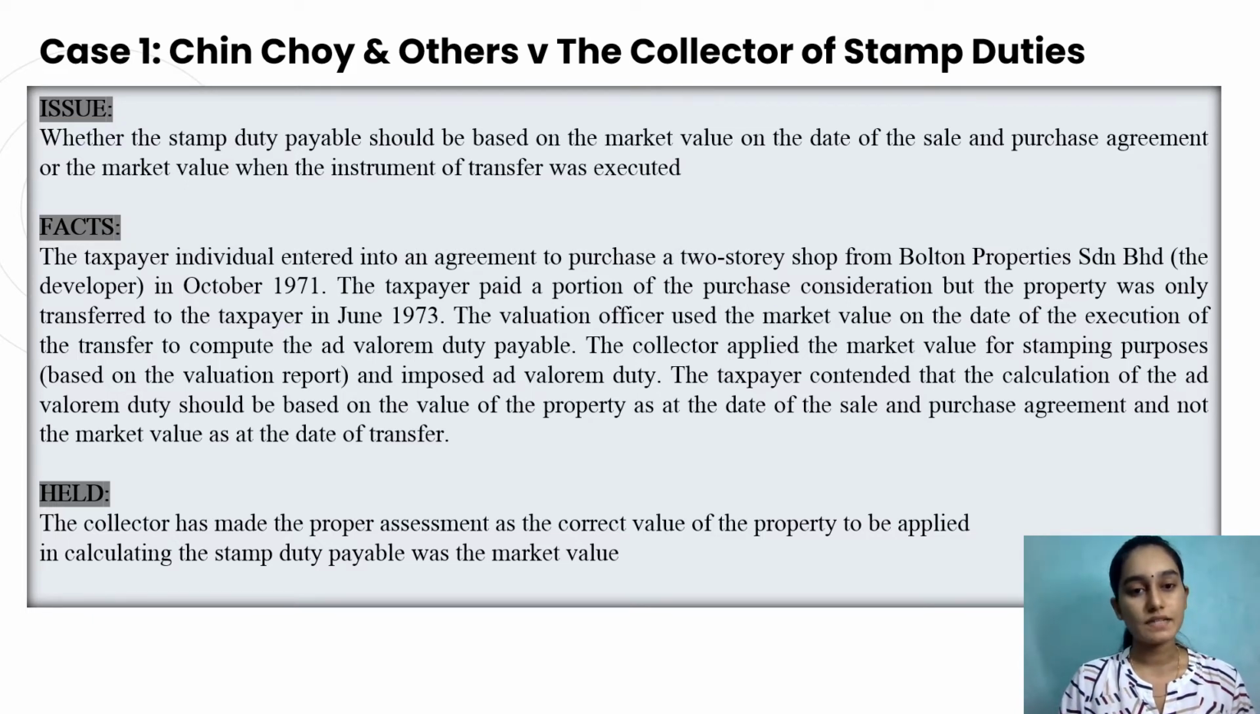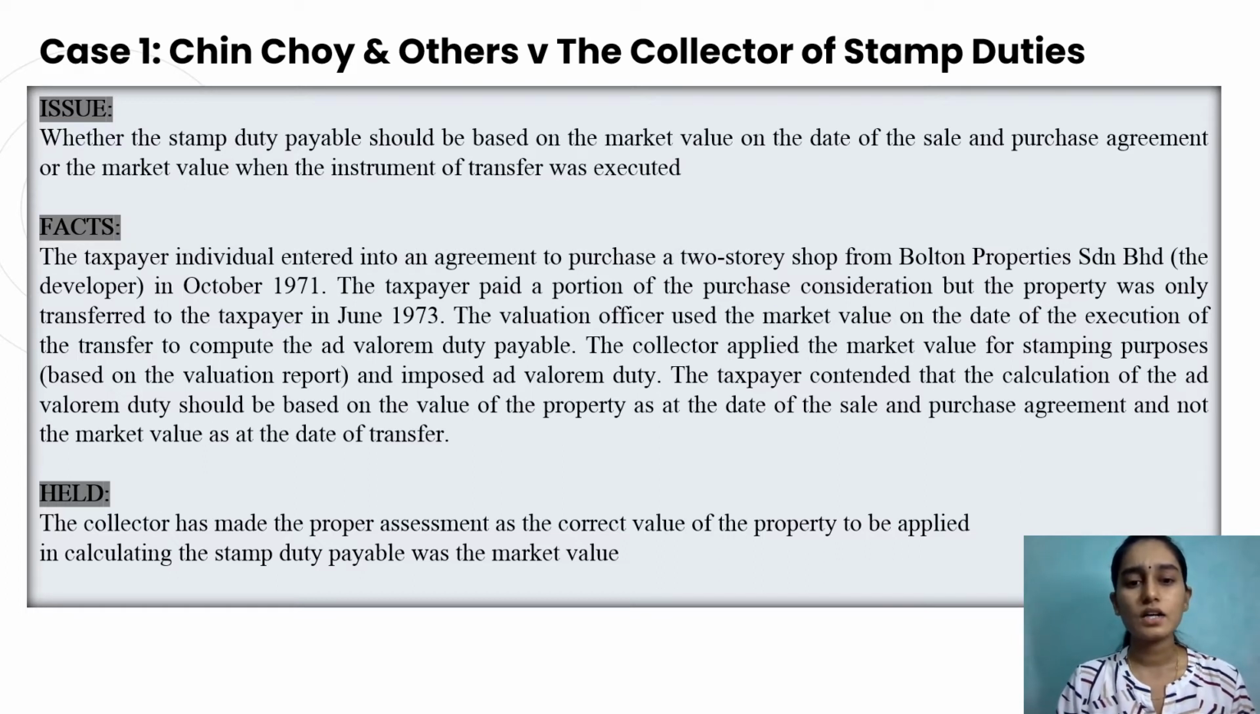In October 1971, the taxpayer entered into an agreement to purchase a two-storey shop from a developer. Although the taxpayer paid a portion of the purchase consideration, the property was only transferred to the taxpayer in June 1973. In order to compute the ad valorem duty payable, the valuation officer used the market value on the date of the execution of the transfer.